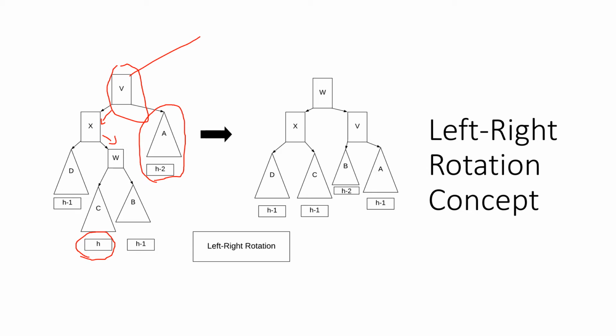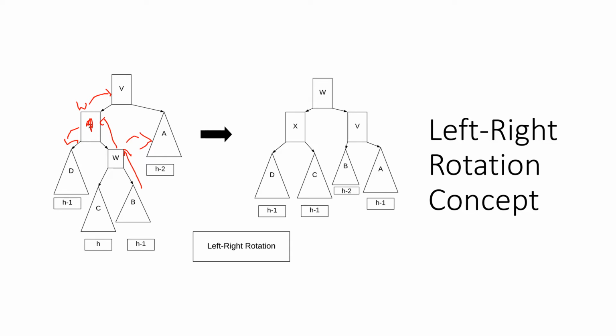What we are going to do is perform a left operation, where this will go here, X will come down, B will go up, and this becomes W. And now again a right operation, where W will go here, B will come here, and V will come down, and A will also go down, and our final result will be this.